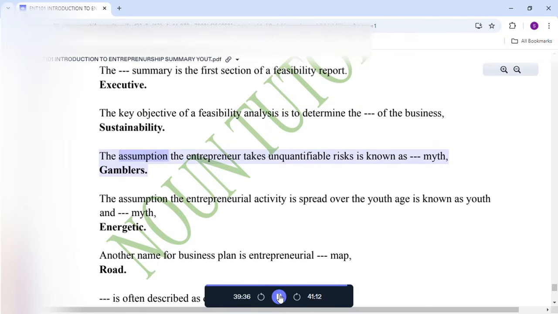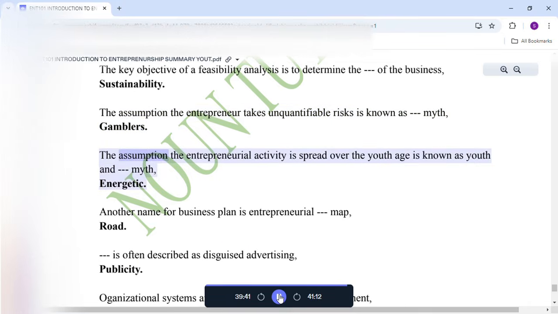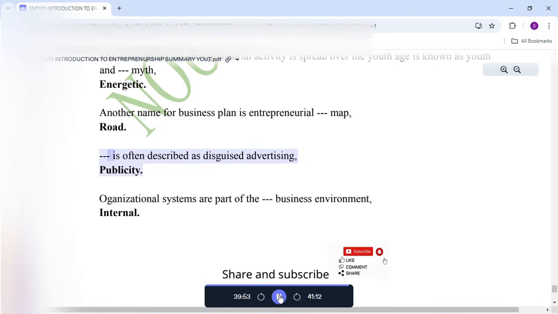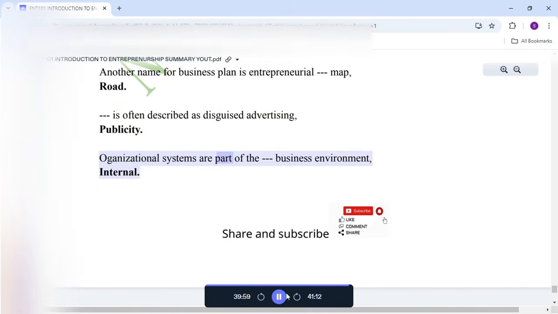The assumption that the entrepreneur takes unquantifiable risks is known as the gamblers myth. The assumption that entrepreneurial activity is spread over the youth age is known as the youth and energetic myth. Another name for business plan is entrepreneurial road map. Publicity is often described as disguised advertising. Organizational systems are part of the internal business environment.